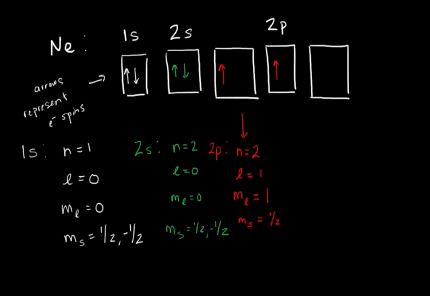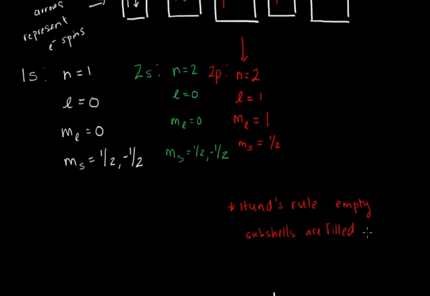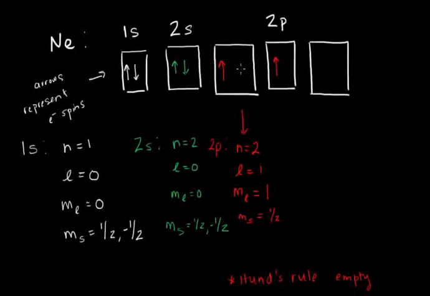Why does that happen? Well, there's a rule, and we'll maybe write it down here, called Hund's rule. Hund's rule is actually pretty complicated in its real form, but all we have to know about it is it says empty subshells are filled first. So it's favorable, the universe favors having 1 electron in each of these orbitals instead of 2 in one and 0 in the other.